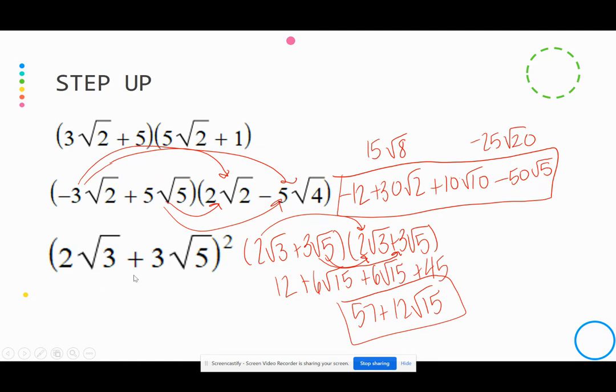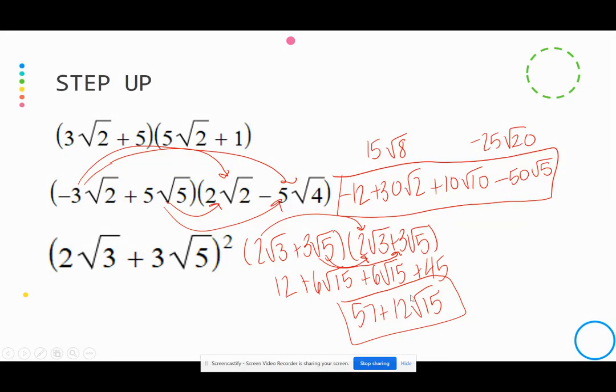For a problem like this, we have to remember we can't just distribute the squares. We have to open it up and FOIL. So 2 square root of 3 times 2 square root of 3 is 4 times 3, which is 12. 2 square root of 3 times 3 square root of 5 gives me 6 square root of 15. Same thing for this one. And then this one becomes 9 times 5, which is 45, because 3 times 3 is 9, and square root of 5 times square root of 5 is 5, and multiply those together.